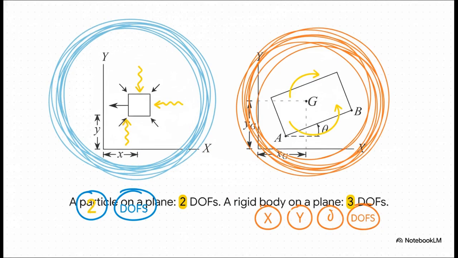In a simpler 2D world, on a flat surface, a little particle can only move left/right and forward/backward. That's 2 degrees of freedom. But a rigid body on that same surface, it can do all that, plus it can spin, and that rotation gives it a 3rd degree of freedom.